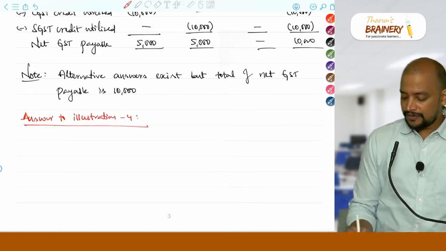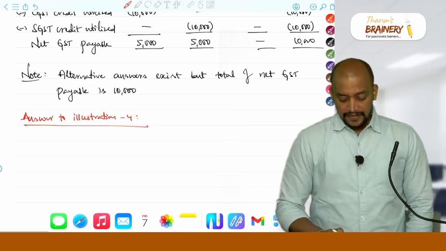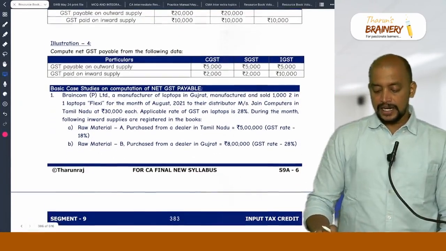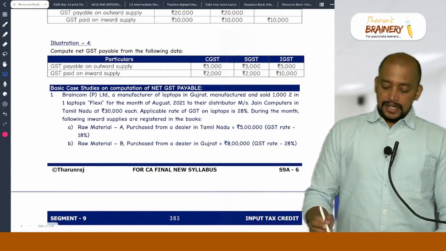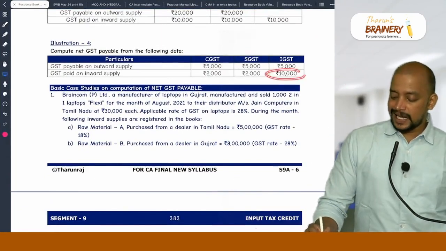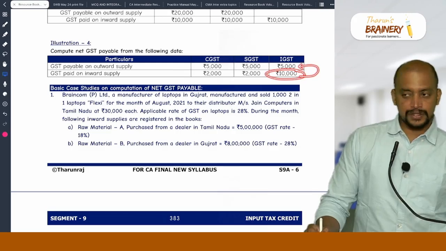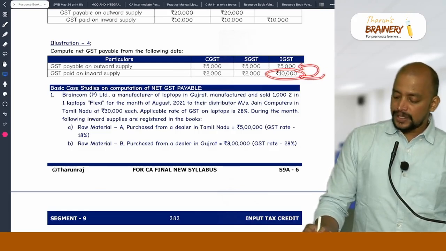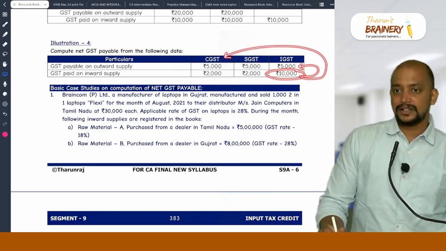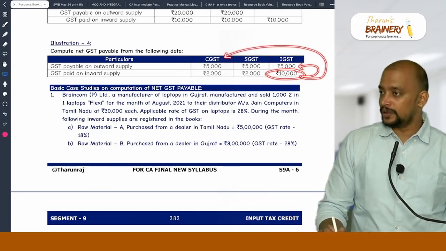So in illustration 4, what happened is that we have all the credits and all the liabilities. So which credit do I have to use first? IGST credit. So this 10,000, I am using 5,000 for payment. Still, what is the amount that I have? 5,000. Can I use that 5,000 fully for CGST? No, I should not do that.